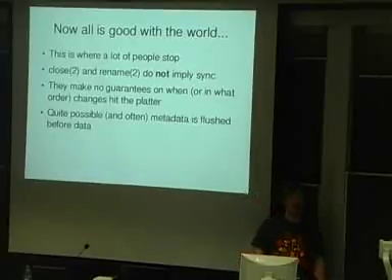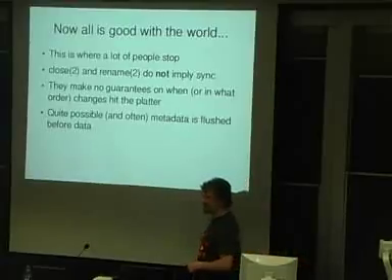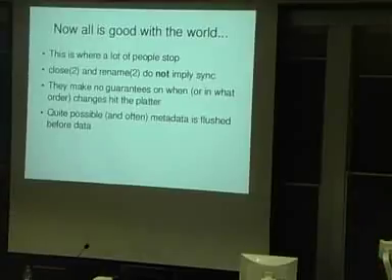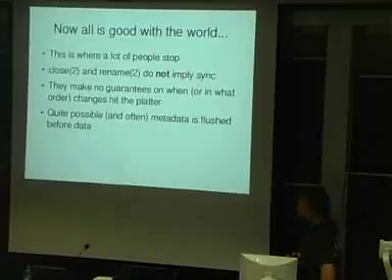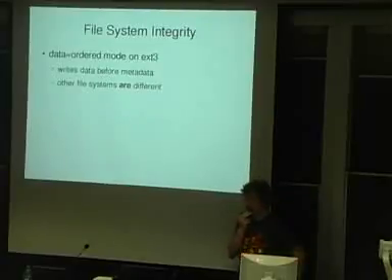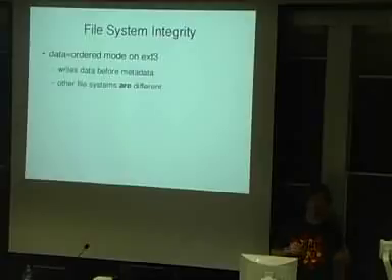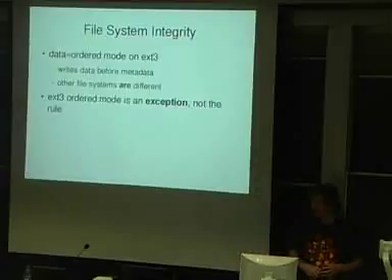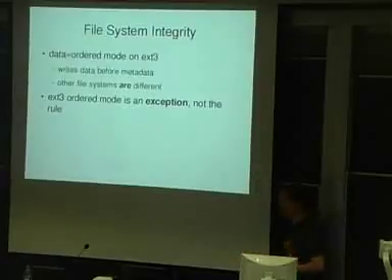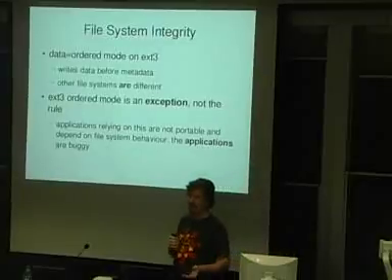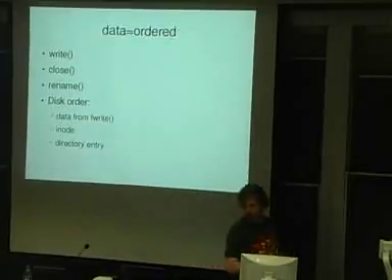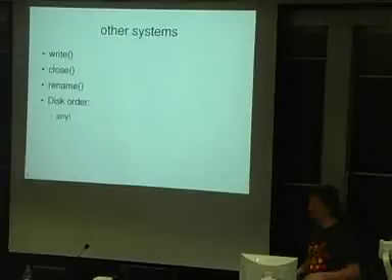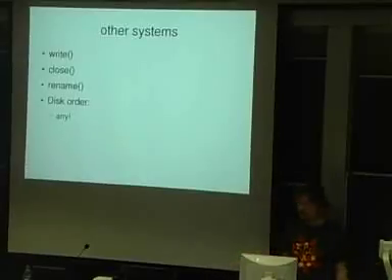It's quite possible, and often the case on a lot of systems, that metadata is flushed before data. If you have a lot of metadata operations going on, your file system may need to flush some stuff out of the journal before the data gets going out. Data=ordered mode on ext3 writes data before metadata to try and get around crap application programs that don't know what they're doing. Other file systems are different. ext3 ordered mode is the exception, not the rule, so applications that rely on this behavior are probably buggy. With data=ordered, you write, close, rename, so you're probably going to get the data from the write hit disk first, and then the metadata. On other systems, anything can happen.